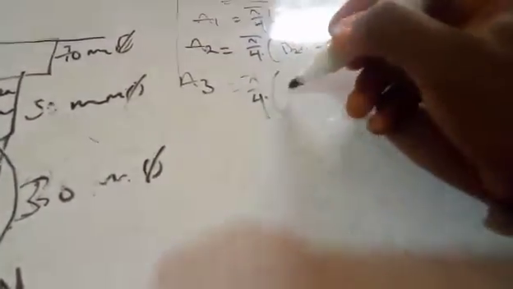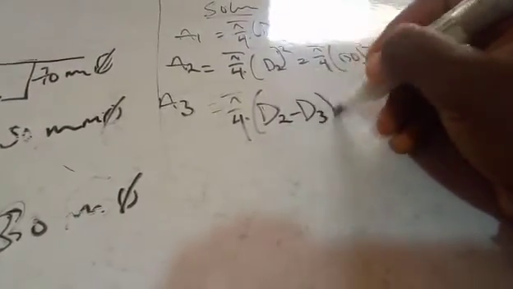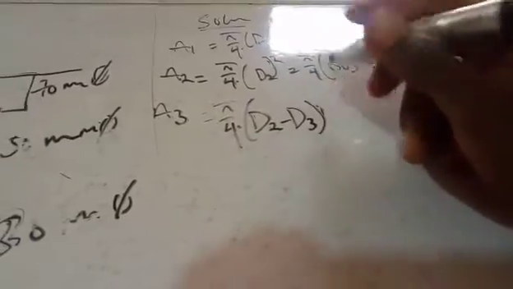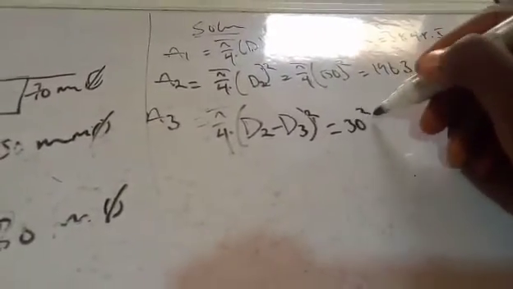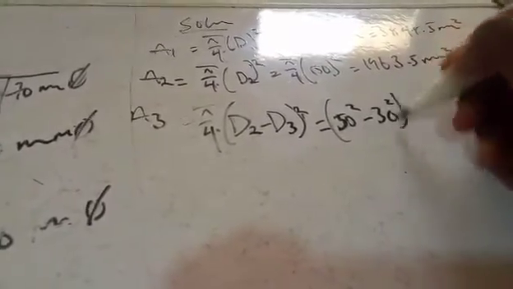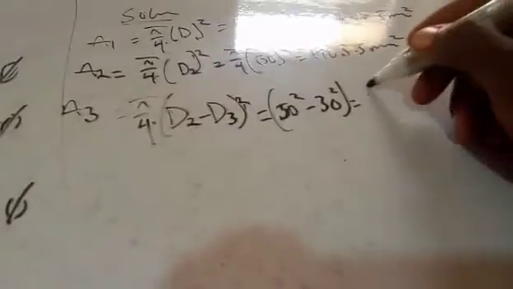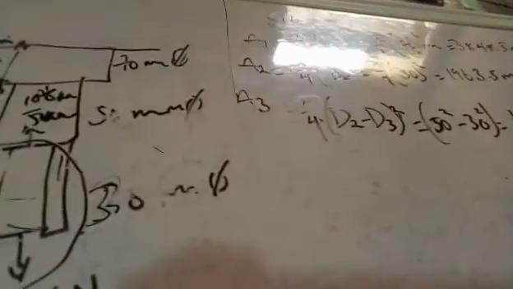Now to get that, we'll be having pi over 4 open bracket, this is going to be d2 minus d3, all raised to power, so this is squared. This will give us 50 squared minus 30 squared, which will give us 1256.6 millimeter square. So now we've gotten our area for each of them.